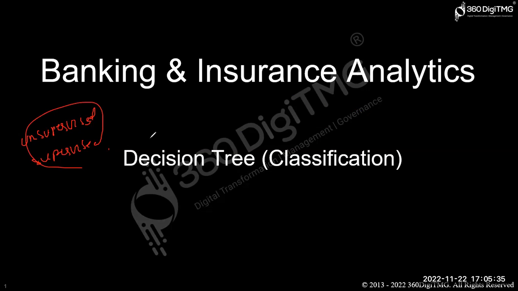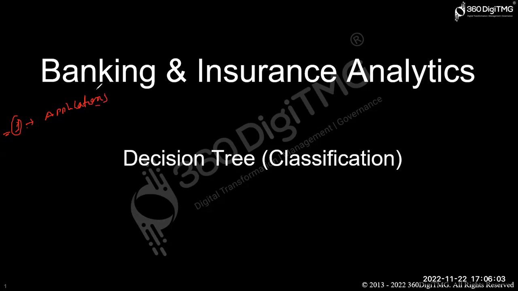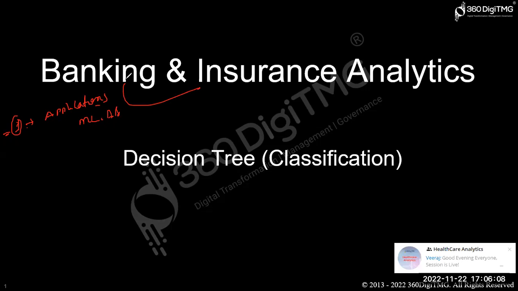So before starting today's session, that is the decision tree algorithm, we'll go through the topics that we have covered till now, so that you will get an idea. And if you want to go back and revise those topics, you can do those revisions. Till now, we have completed 5 sessions. In the very first session, we talked about the applications of machine learning and AI when it comes to banking as well as insurance analytics.